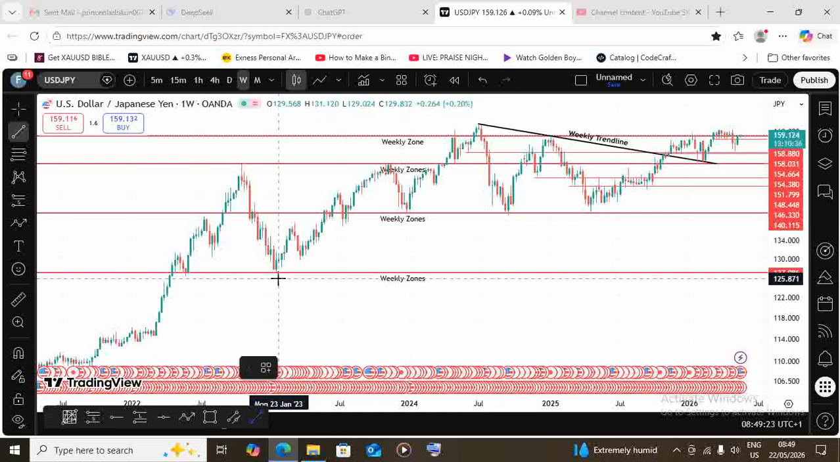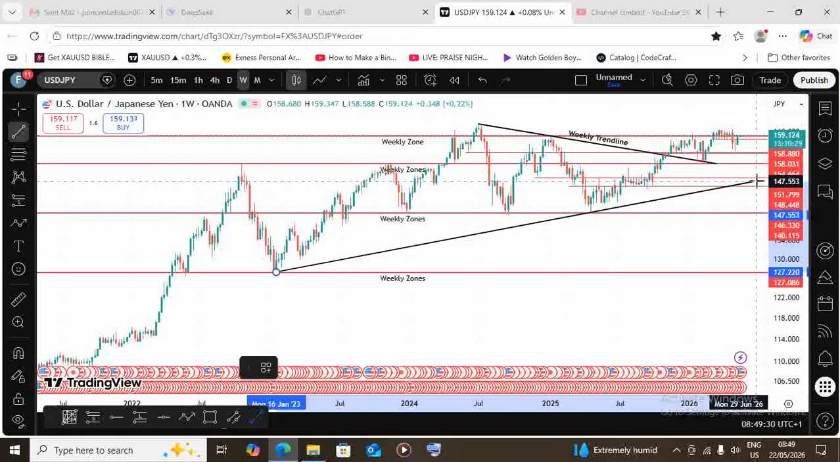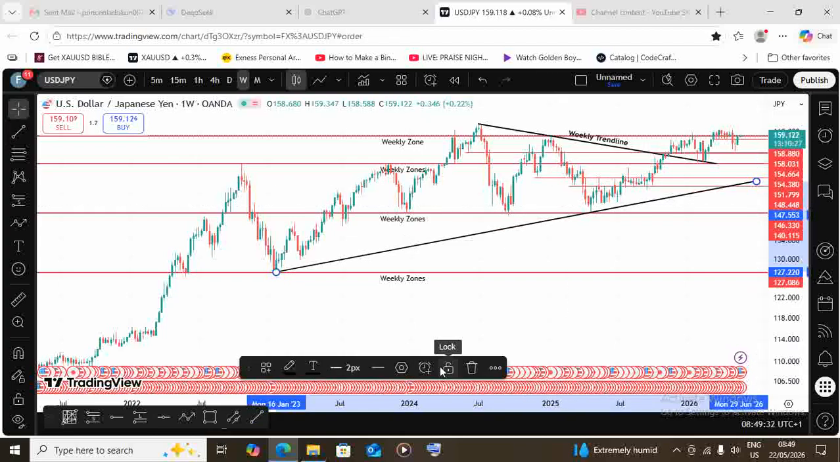Now, for those who are already familiar with the rules of drawing trend lines, they know that the trend line I drew just now, the first trend line, has already been violated, so it's no longer valid. So why did I still draw the trend line, even though it is no longer valid? I'll tell you exactly why. Look at this.